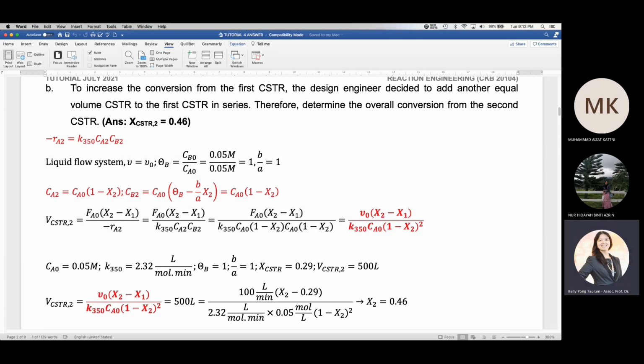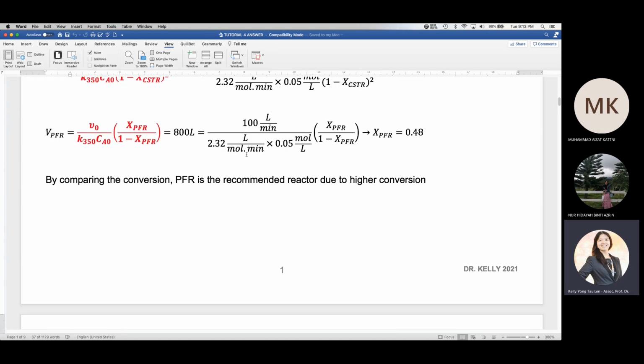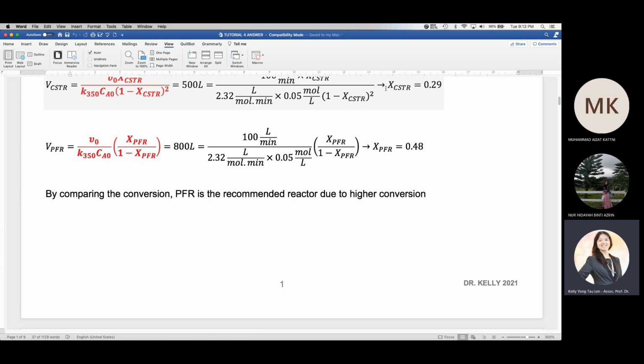Dia kata, to increase the conversion from the first CSTR, the design engineer decided to add another equal volume CSTR to the first CSTR in series, therefore determine the overall conversion from the second CSTR. Okay, so dalam soalan dia kata, tadi kan dalam part A kita dah guna CSTR, kan? CSTR ni dia punya conversion adalah rendah, 0.29. Meaning from the first CSTR yang 500 liter yang pertama yang saya guna, conversion saya hanyalah 0.29.